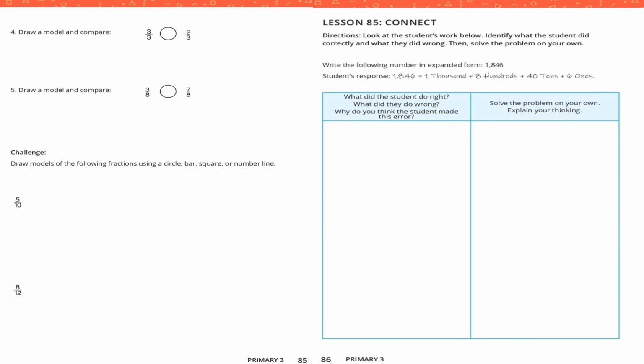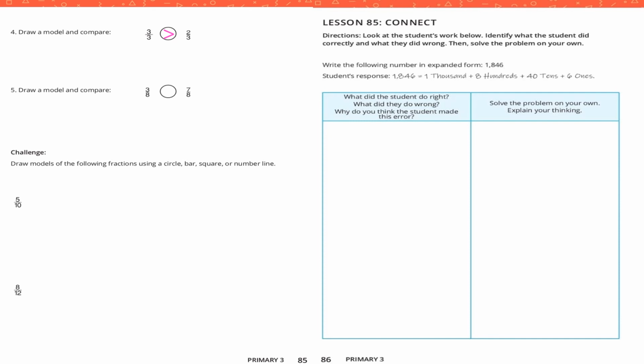Let's complete the previous example. Compare between 3 over 3 and 2 over 3. Ask yourself, is it a crazy fraction or a normal fraction? Yes, it's a normal fraction because we have same denominators. So, compare. Which is bigger, 3 or 2? Yes, 3 is bigger than 2. So, 3 over 3 is bigger than 2 over 3.